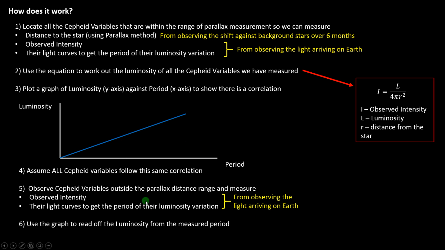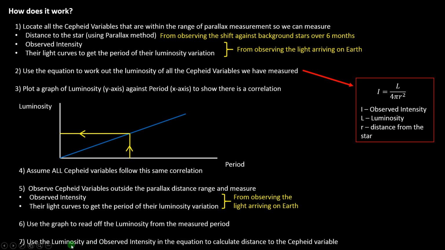We use the graph that we've got for our correlation to read off the luminosity from the measured period. So we take this second measurement here and we go bump, bump. This is our measured period. That means the luminosity of our star is here. So now we know the luminosity from this read off, and we know the observed intensity from our observations on Earth, and then we feed those two, I and L, into our equation, and that means we can work out R. If we know two of the unknown things, we can work out the third one. So there's the step by step.